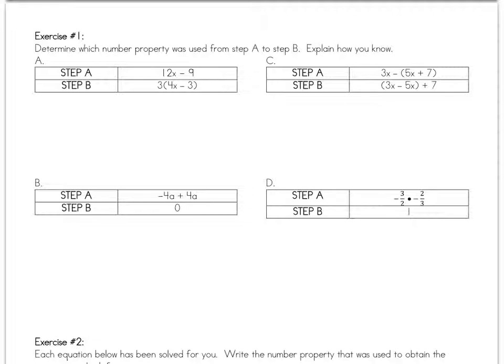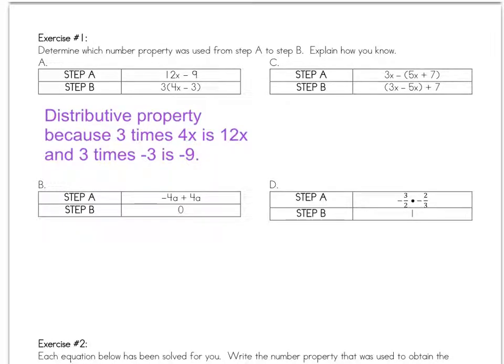This is actually the distributive property. And some of you might say, well, really, isn't the distributive property when you multiply? Well, yeah, you're right. This is the backwards distributive property. This is what we call factoring, but still we use a distributive property to get to the end result. So we can see that this is a distributive property because 3 times 4x is 12x, and 3 times negative 3 is negative 9.